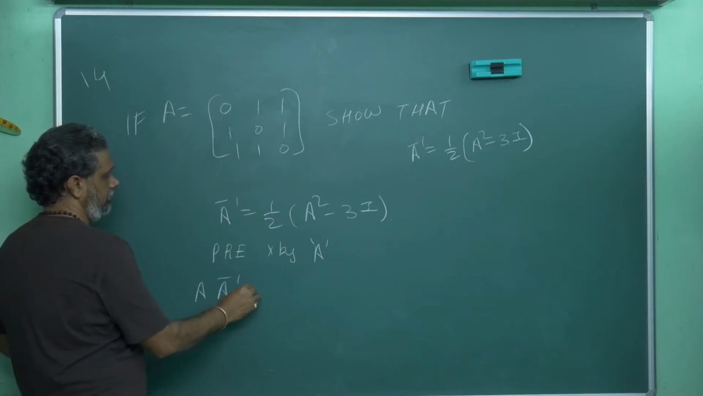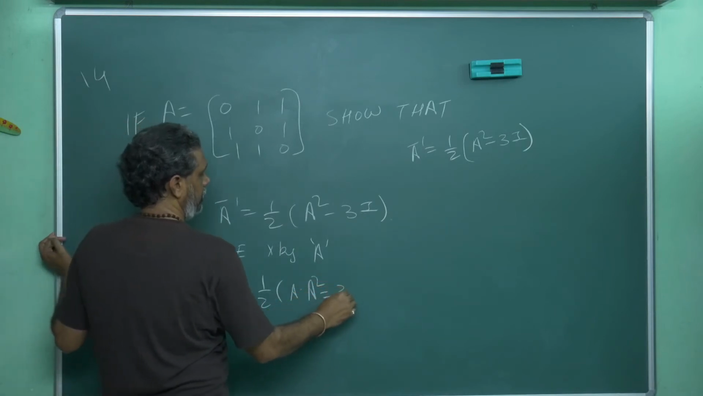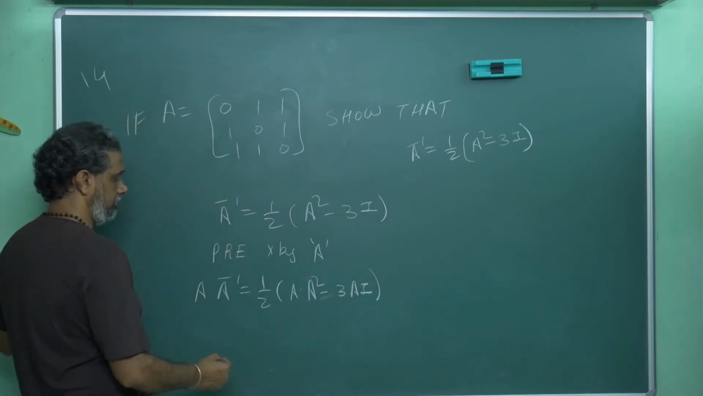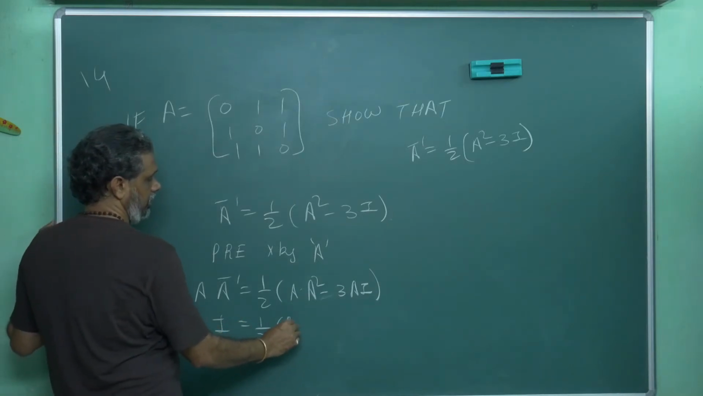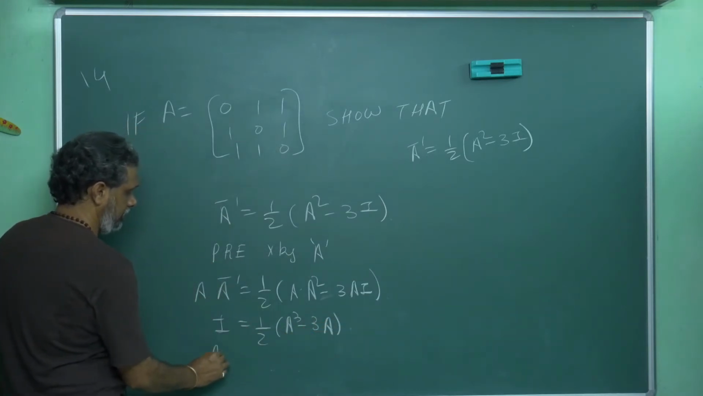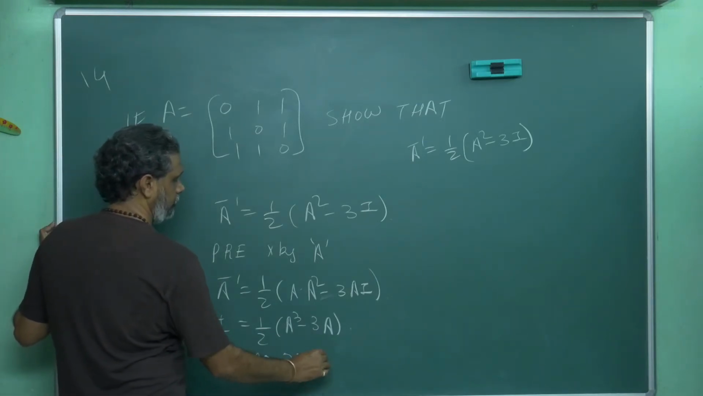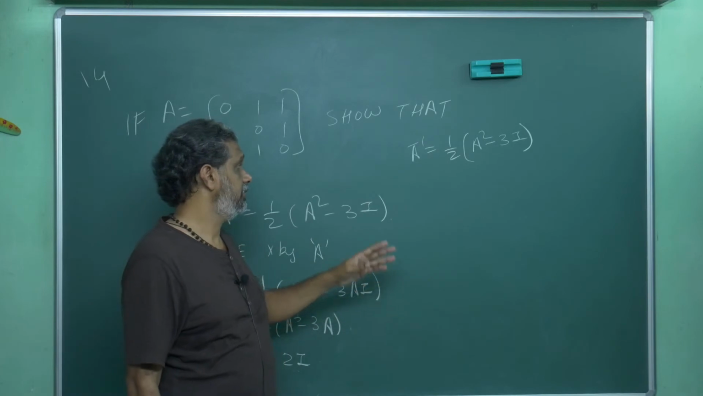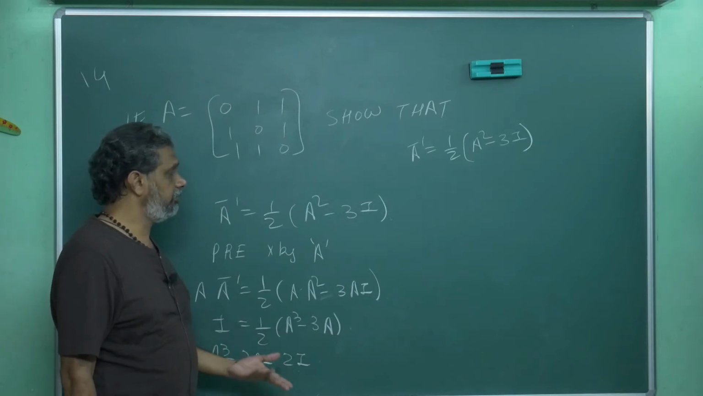If you pre-multiply by A, what do you get? A into A inverse equals 1 by 2 A into (A square minus 3I), that is A cube minus 3A. I into any matrix equals the same matrix, and A into A inverse equals I. So 1 by 2 into (A cube minus 3A). From this, what do you understand? A cube minus 3A equals 2I. Instead of finding A inverse and comparing both sides, it is enough to prove A cube minus 3A is equal to 2I, and your job is over.